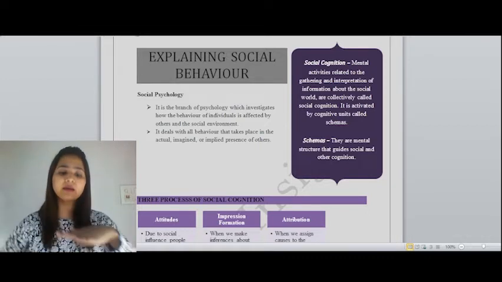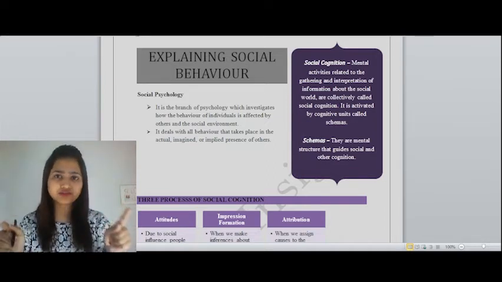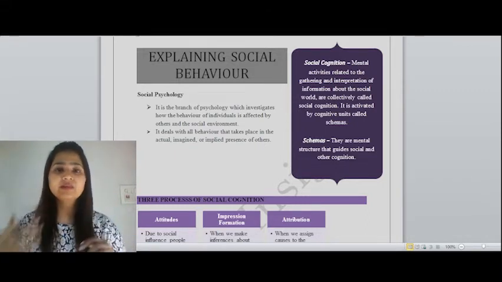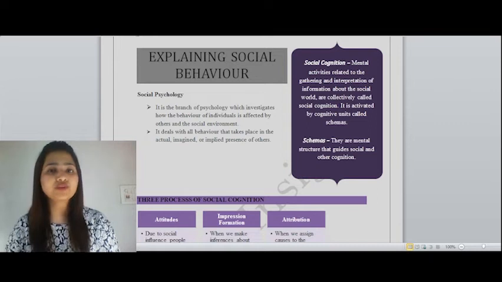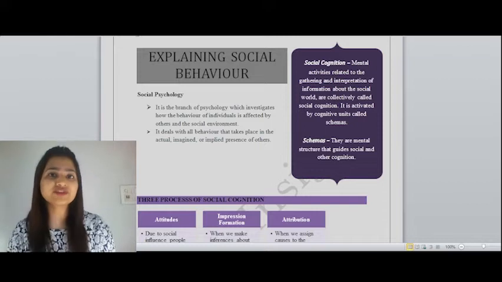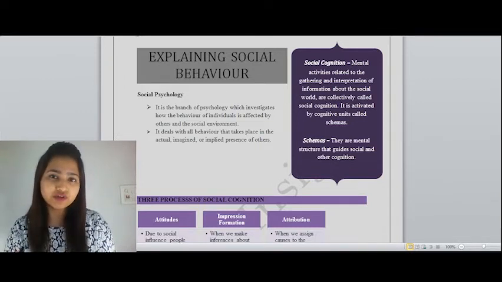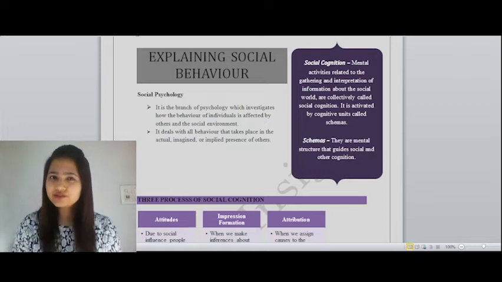Coming to schemas, again a very small term that you have to understand. Schemas are mental structures which help you familiarize yourself with familiar information. They are very important as they guide our thinking, or they give us shortcuts to solve certain questions, or to arrive at the solution of some problem. So they act as that mental structure which guides our thinking. Those are schemas.